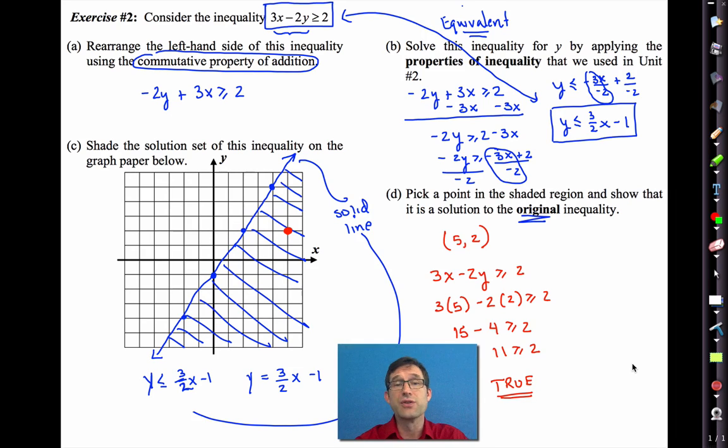All right, that's it. So the basic procedure for graphing inequalities is number one, rearrange until you get it into y equals mx plus b form. Watch out for dividing or multiplying by negatives.